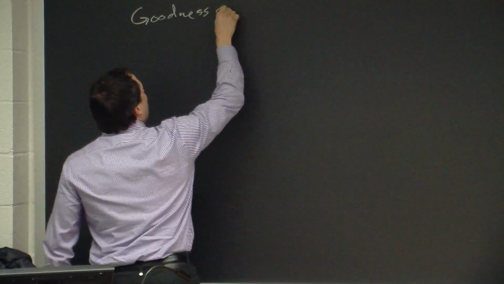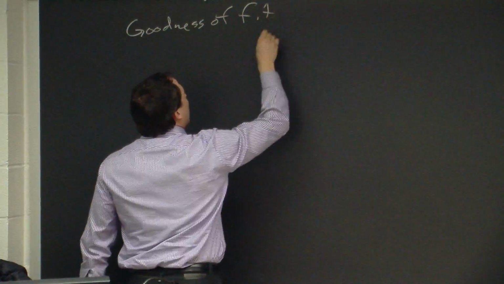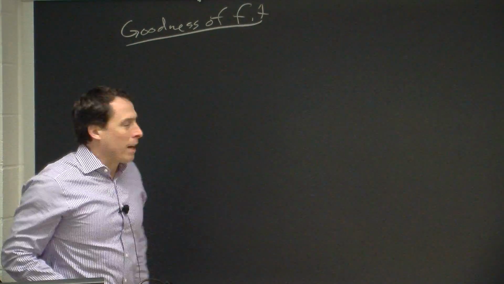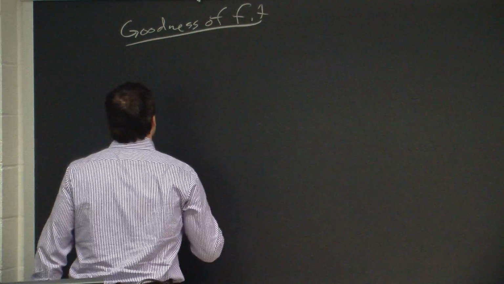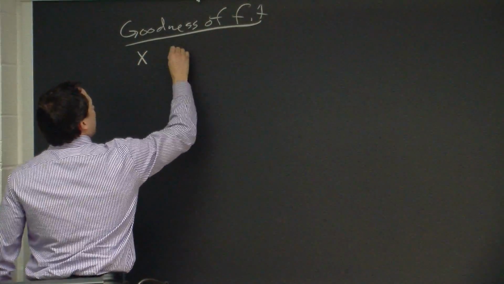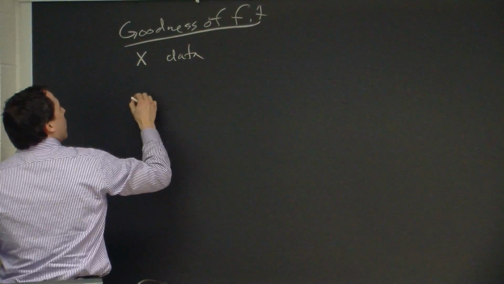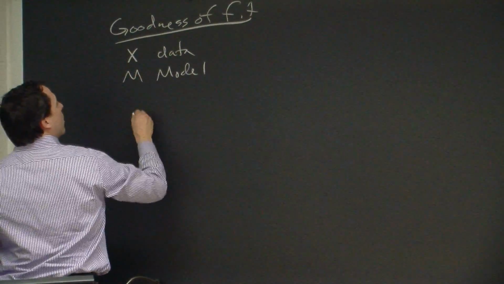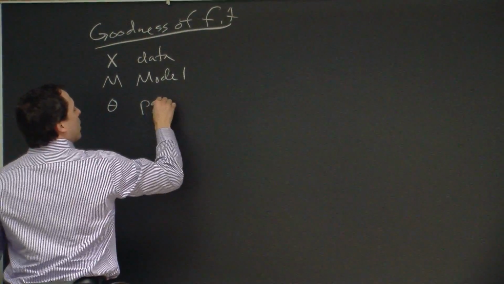Last time we talked about this issue of goodness of fit, right? Which is a separate question than maximum likelihood estimation. So we have data, we have a model, and we call that M. We have a parameter.